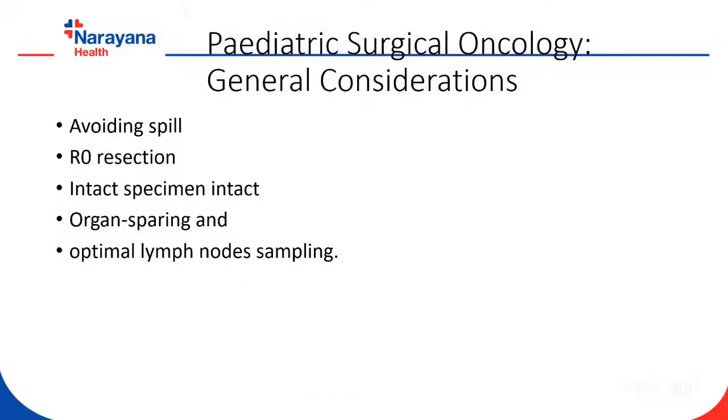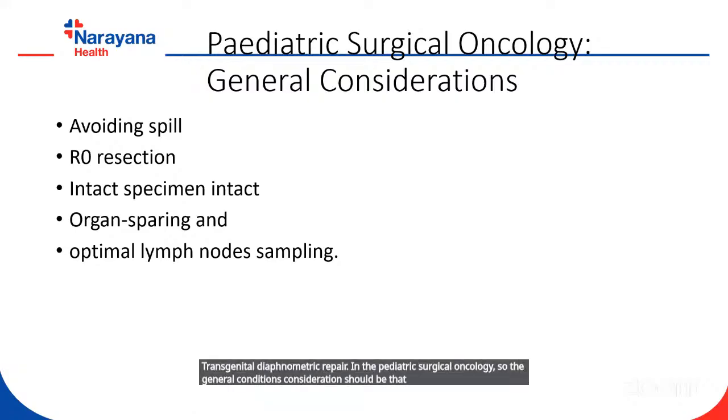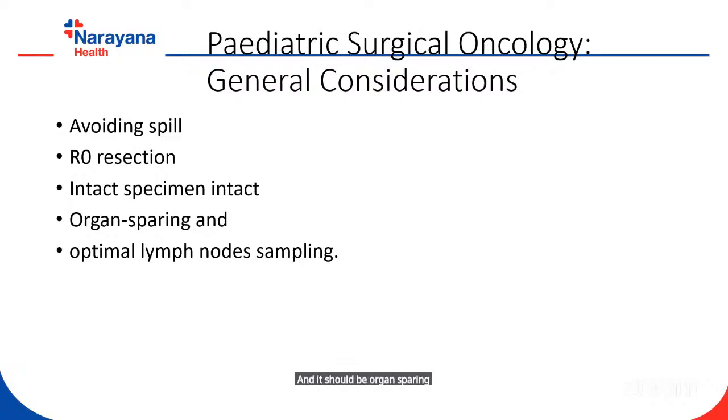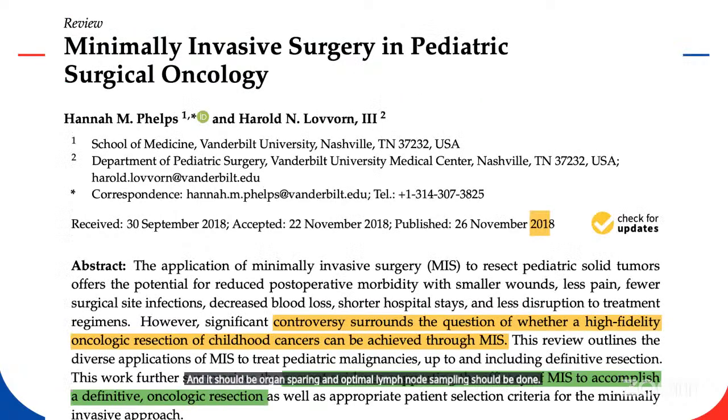In pediatric surgical oncology, the general considerations are that you should avoid spill, there should be an R0 resection, the specimen should be intact, it should be organ sparing, and optimal lymph node sampling should be done. There has always been a controversy about whether high fidelity oncologic resection of childhood cancers can be achieved through MIS. A 2018 study from Nashville, USA says that the current evidence supports the efficacy of minimal invasive surgery to accomplish a definitive oncologic resection.